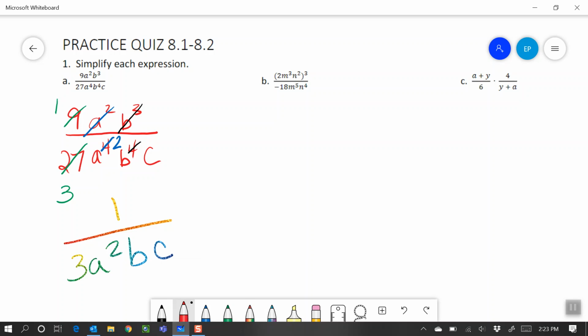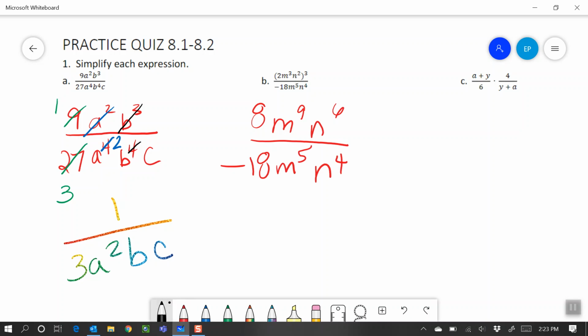On the next one, I have something cubed, so I need to simplify that. So 2 cubed is 8. M cubed is m to the 9th. N squared cubed is n to the 6th. Negative 18, m to the 5th, n to the 4th.